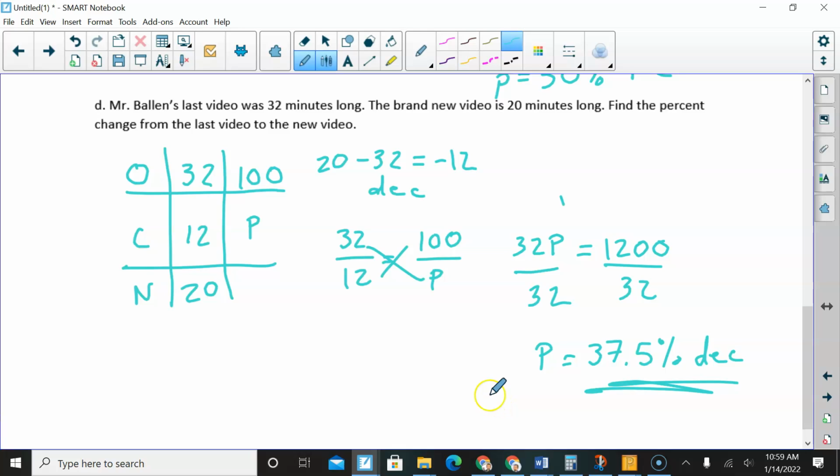So this is the new idea that we're doing. It's percent increase and percent decrease, where we're finding the percent of change.